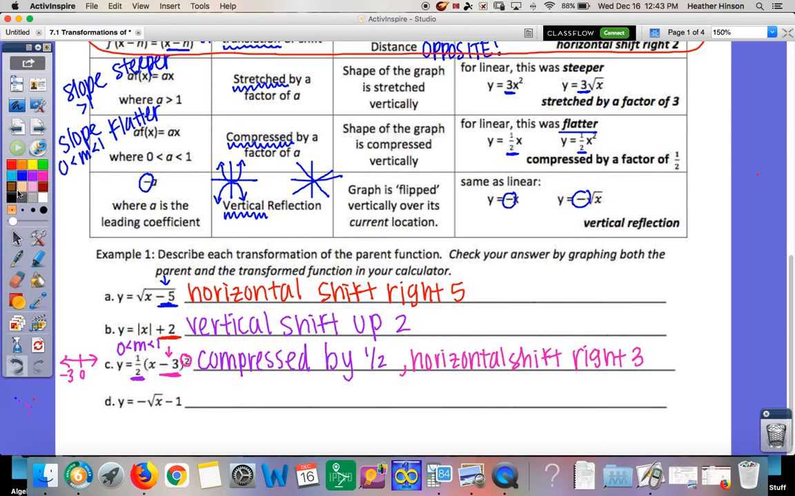Okay, let's look at the last one. On D, we have a negative out front. What is a negative out front? That's always what it's always been. That's a reflection. This semester we want you to focus on vertical reflection because there is such a thing as horizontal. So this is a vertical reflection.